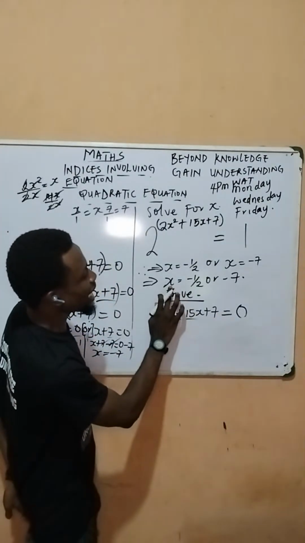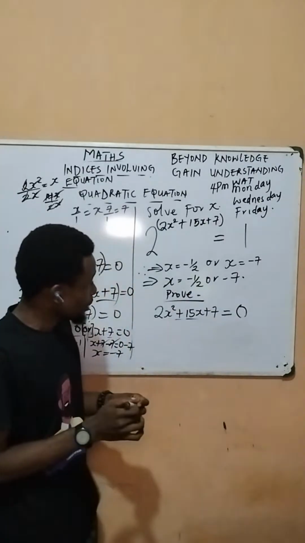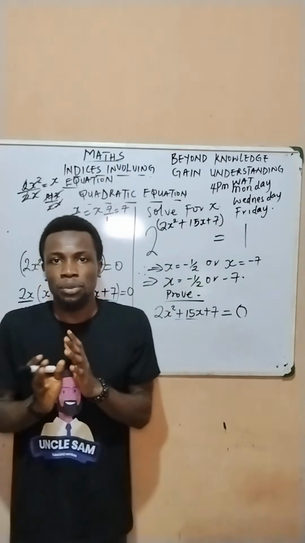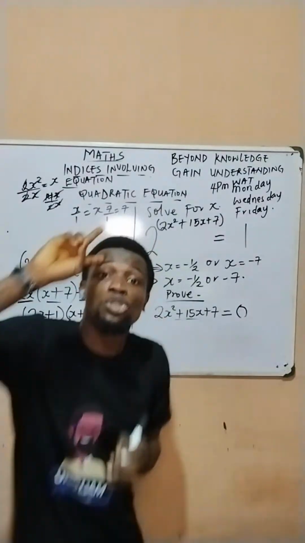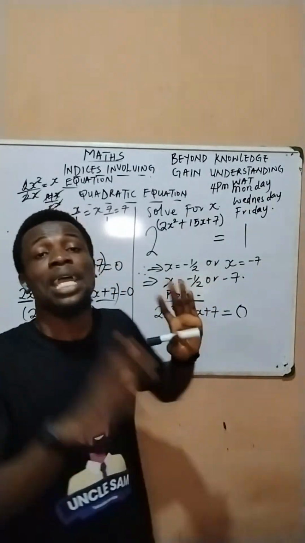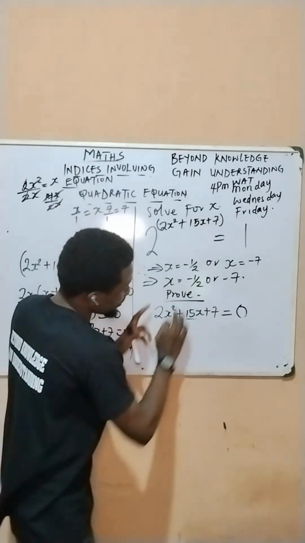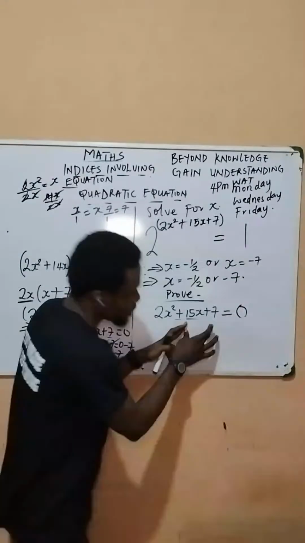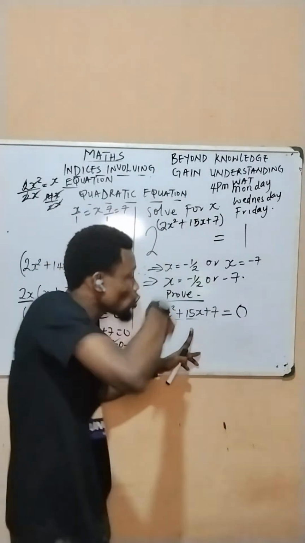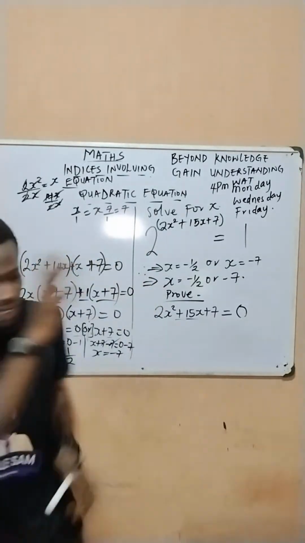So if our x is equal to negative 1 over 2, or x equals negative 7, remember now, the whole idea of a quadratic equation is that you're going to get two values for the unknown variable. In this case, we use x. So I've gotten the two values. And it simply means that if you substitute them in this given expression and simplify it, it should give you 0, because that is the whole idea of a quadratic equation. So let's get into it.